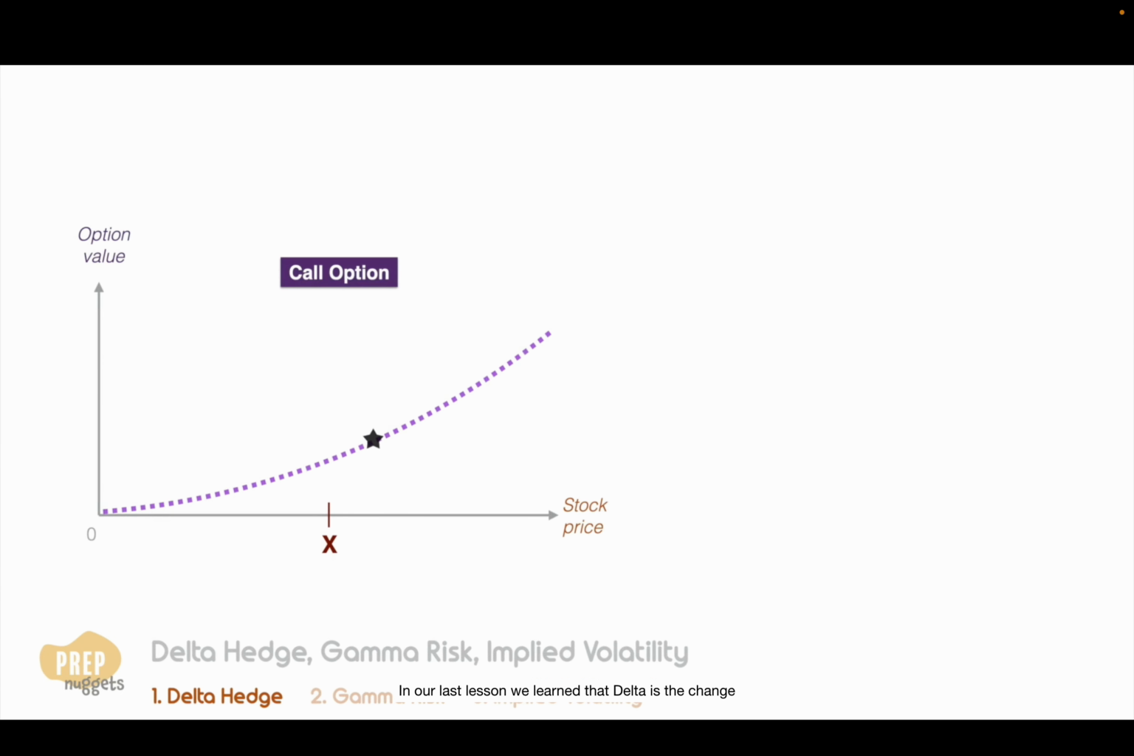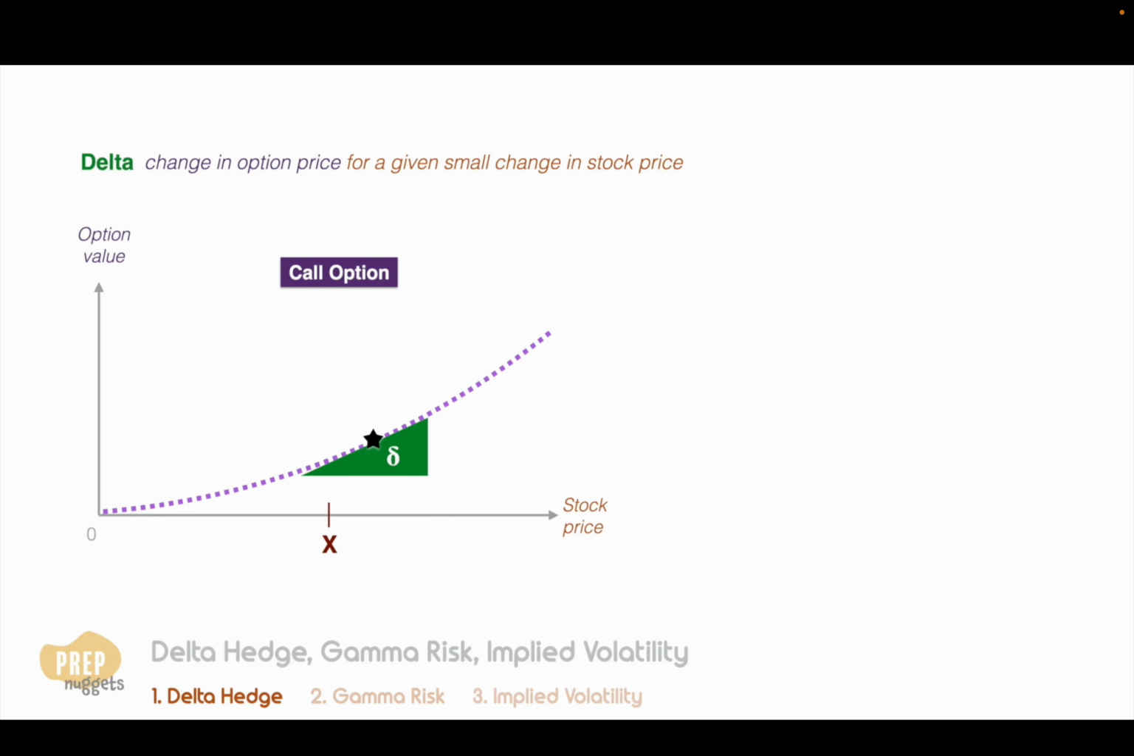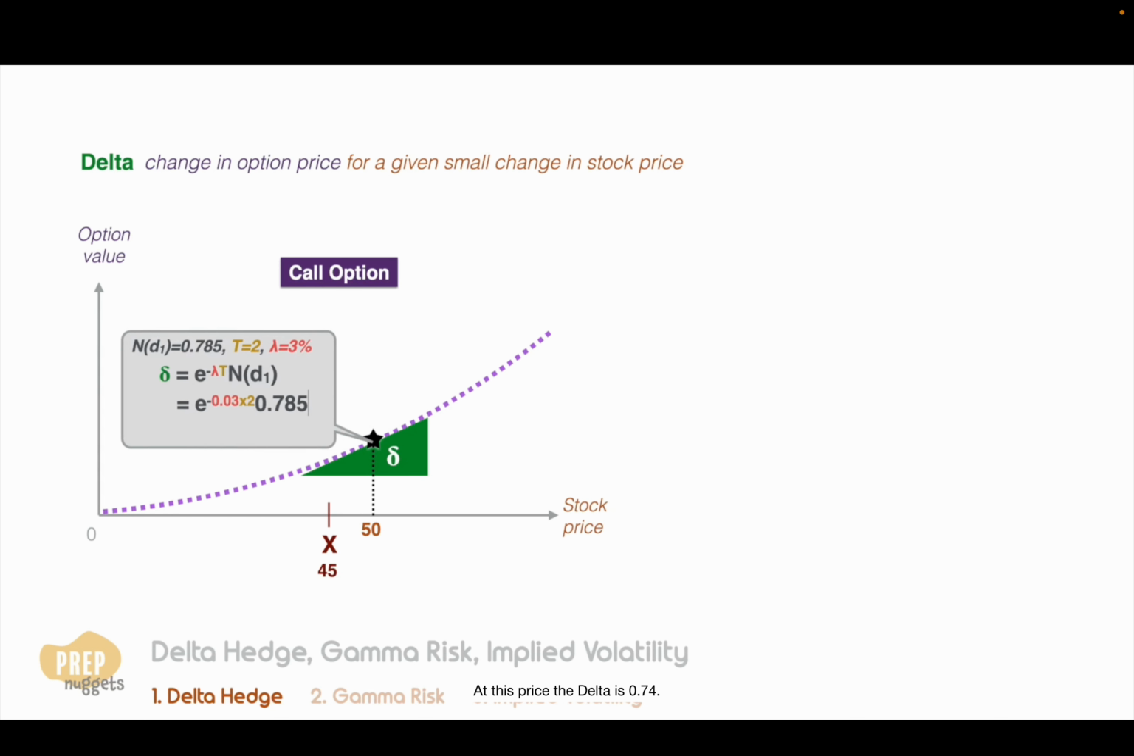In our last lesson, we learned that delta is the change in option price for a given small change in stock price. We had this example of a call option with strike at $45 and stock price is currently $50. At this price, the delta is 0.74. This means that if the stock price increases by $1, the call value is estimated to increase by 74 cents.